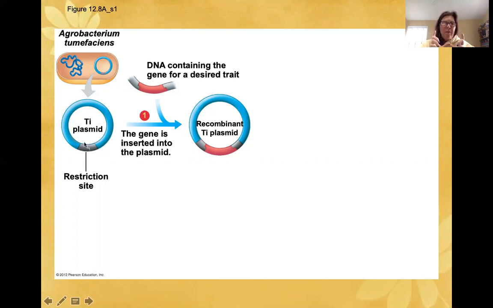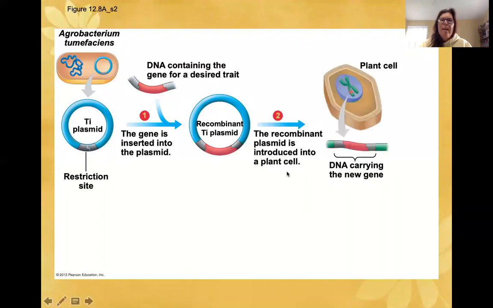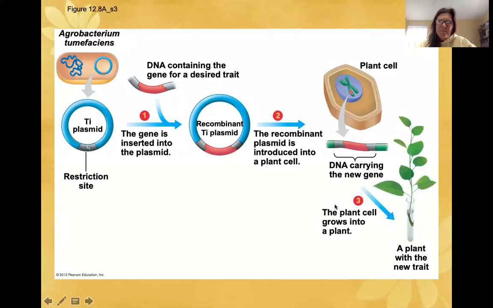So we open the ring. We're going to use that same restriction enzyme to cut out our desired gene. We're going to use our DNA ligase to put it together. And then what we're going to do is introduce that recombinant DNA into our plant cell. And once we deliver it to the nucleus of that plant cell, we have the new DNA inside it. The cell will then grow into a plant.